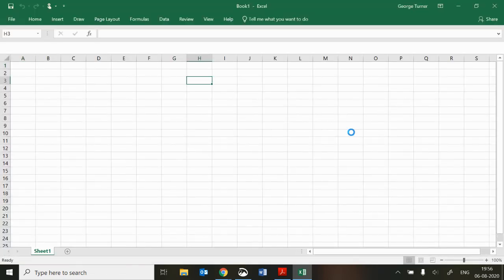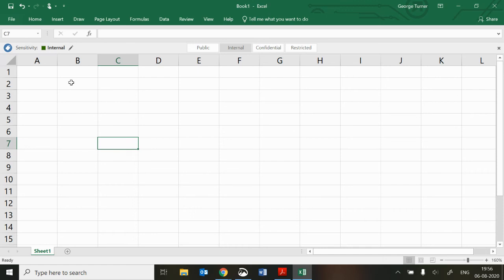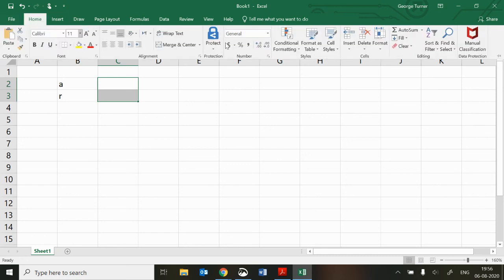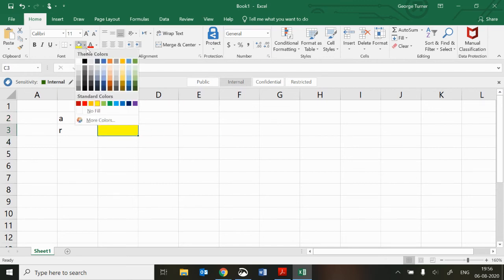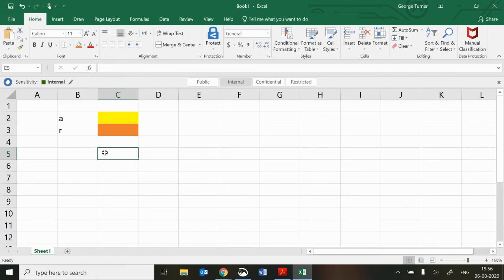Okay, let's zoom in a little bit here. What I'm going to do is put A in here and R in here, and these are two things I can change. So let's just pin that there. Two numbers here that I can change. Let's make this one an orange number.